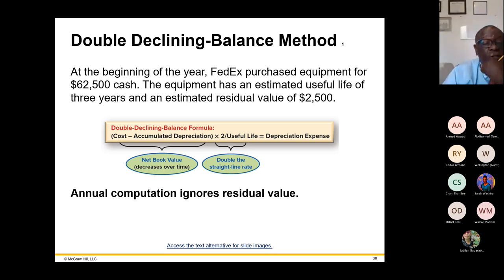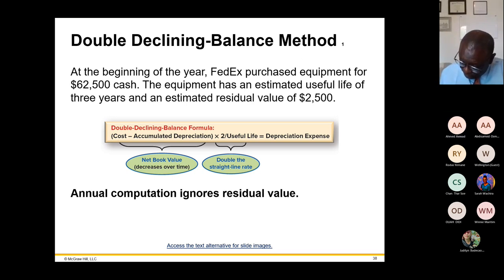Then cost minus accumulated depreciation, multiply that by 2 over useful life, that gives you that. So in this case, what is the cost? The cost is 62,500. For year one, using the straight line method, what was the depreciation for year one? If we use the first one, it will be cost 62,500 minus 2,500. What was the depreciation?